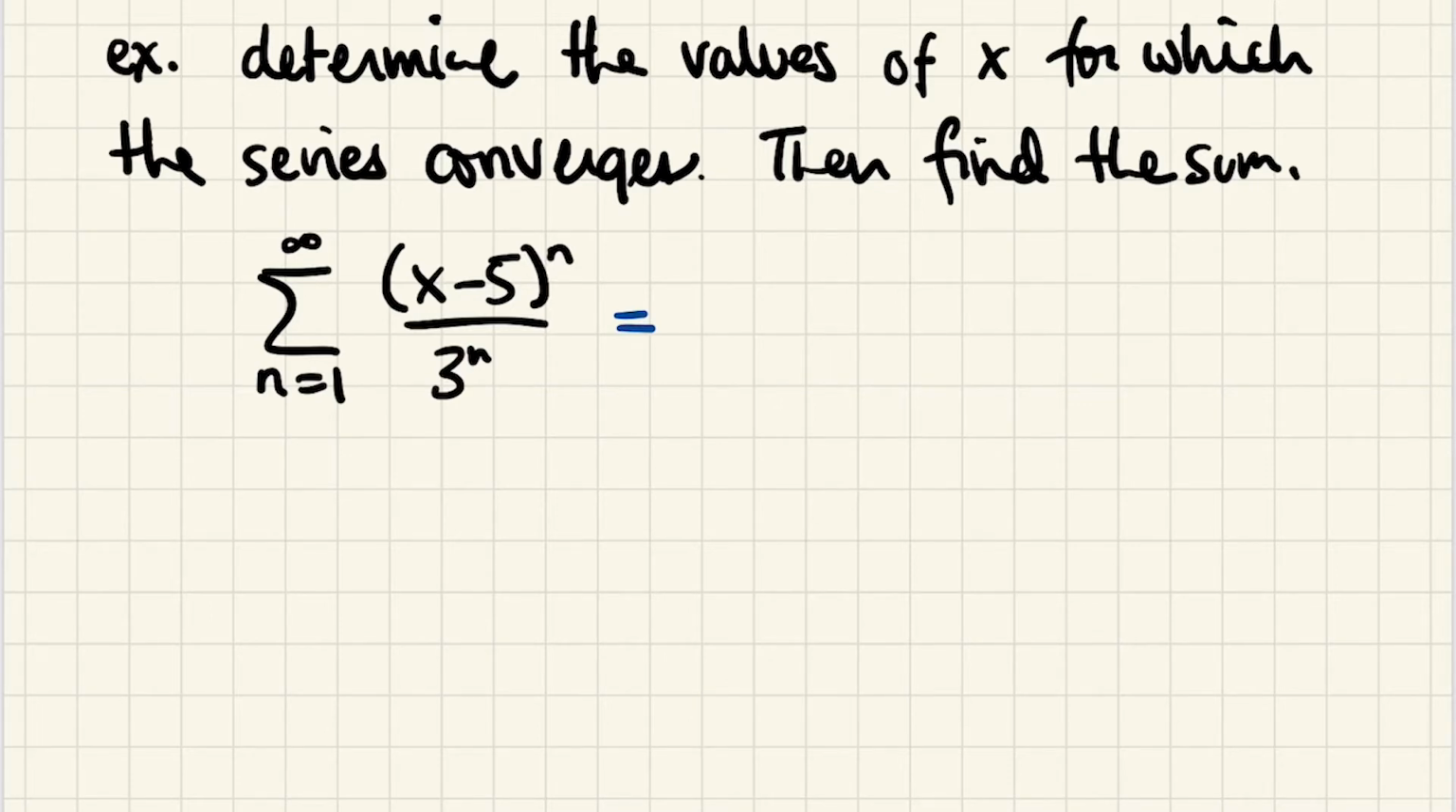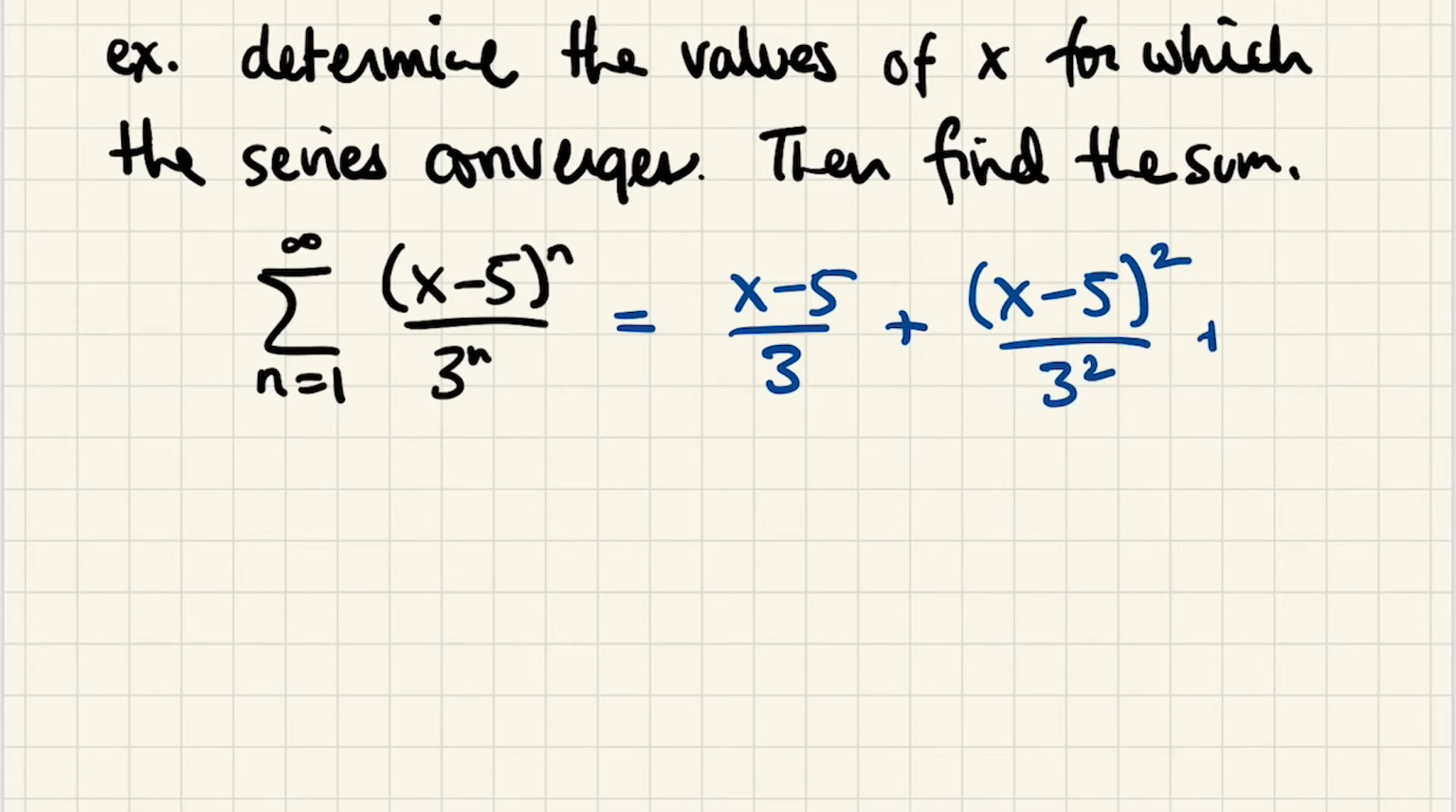So the simplest thing to do is just write out the first couple of terms of the series. The first term is n equals 1, so that would be (x minus 5) over 3. The next term would be n equals 2, so it's just that squared, and so on. Well, we can see that a is (x minus 5) over 3, and r is exactly the same thing, (x minus 5) over 3, because as you go from one term to the next, you're multiplying by (x minus 5) over 3.